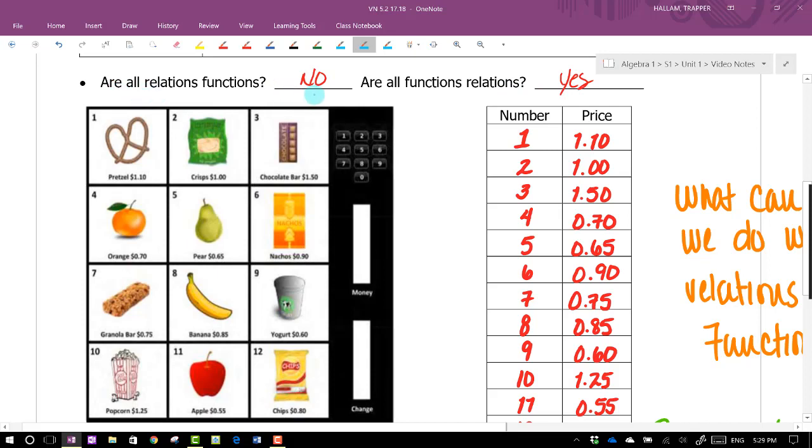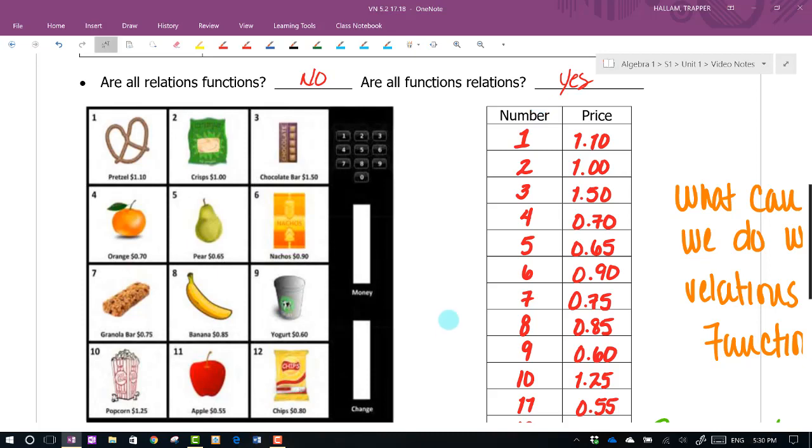It says all relations are not functions because what we find is there's going to be bad vending machines, things that aren't going to put out what we expect them to put out. You haven't seen that yet, but we will. And then, are all functions relations? Yeah, we did say that. We said that every function has the special part: if we put an input in, an output comes out. And that will always be true since relations are ordered pairs.